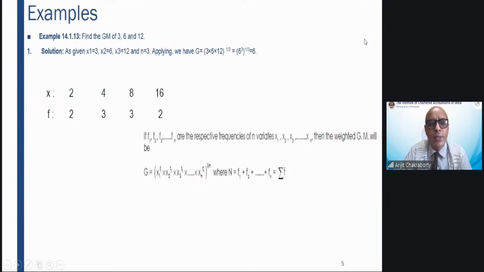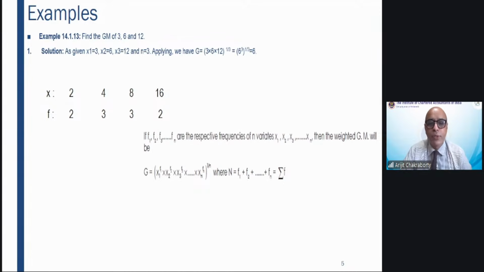So applying the formula, what do we get? We have got three numbers, 3, 6 and 12. So we will find out the geometric mean. It will be the third root, or the cube root, of the product of 3, 6 and 12. That is 3 into 6 into 12, the cube root of this product. And if you see the working out, it comes to 6.